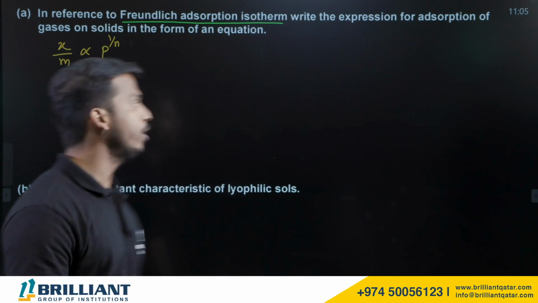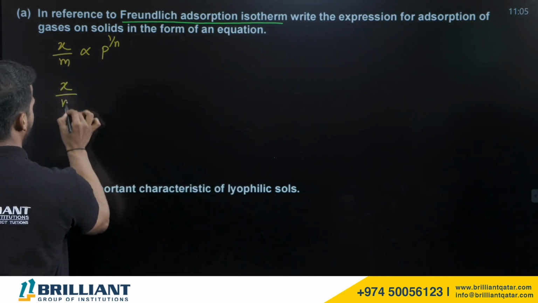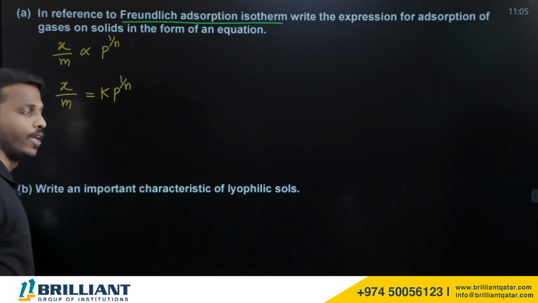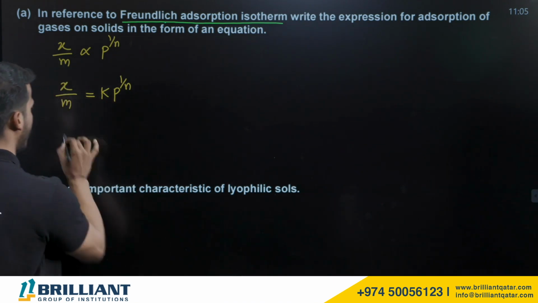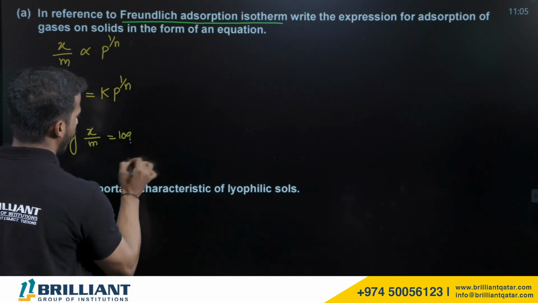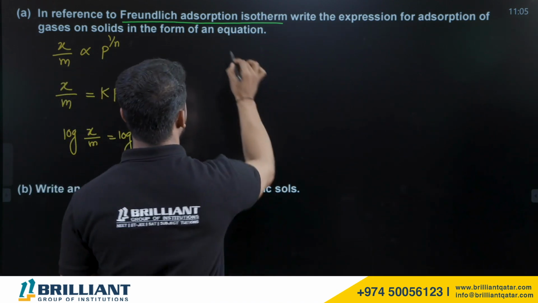That's proportional to p to the power of 1 by n, where n is a constant and p is the pressure. So we can make it a proportionality constant: x by m is equal to k into p to the power 1 by n. Then we are making a graphical representation, taking logarithm on both sides. So I can write log x by m is equal to log of k into p to the power 1 by n. Let me make some more simplification.